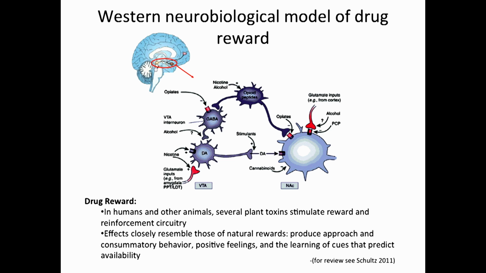So the fact that they stimulate reward and reinforcement circuitry is a complete mistake, a complete accident, because they're assuming here that these are not natural rewards. And the effects closely resemble those of natural rewards, so they produce approach and consummatory behavior, positive feelings, and the learning of cues that predict availability.